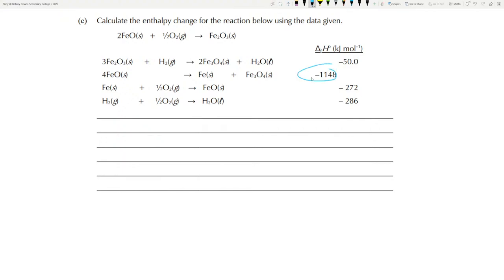Okay. So calculate the enthalpy change for the below, using the data given. So this is Hess's law.